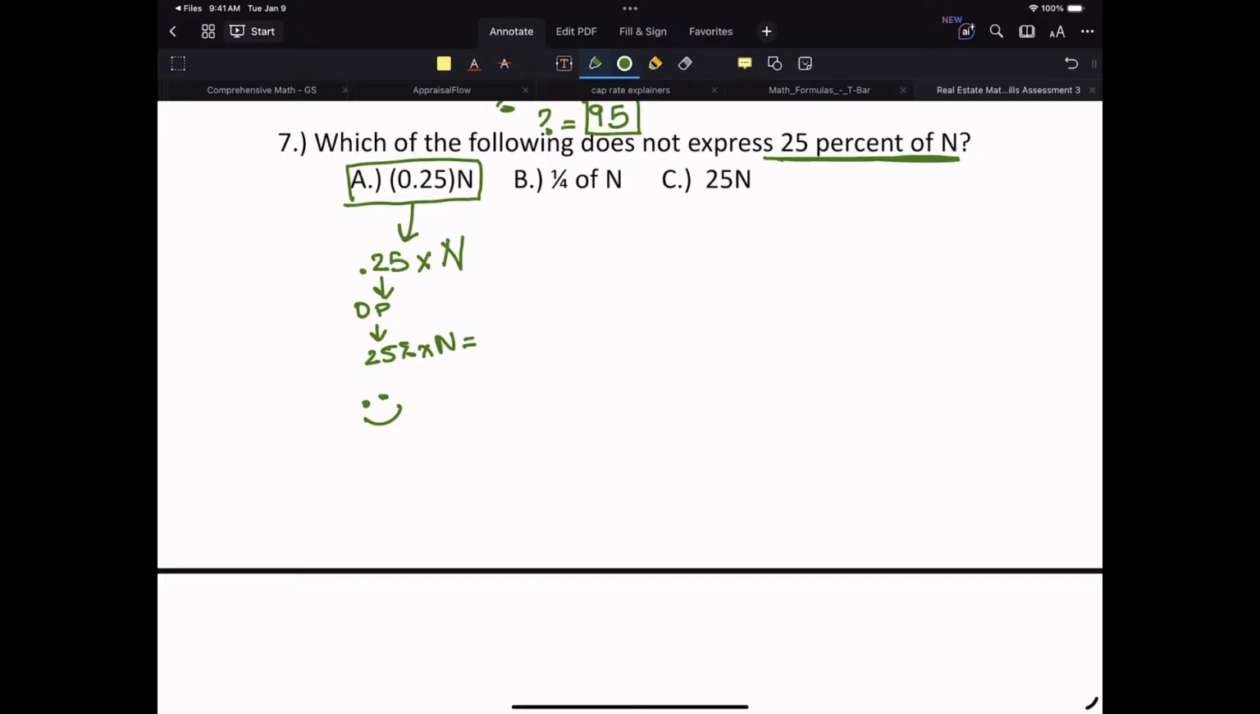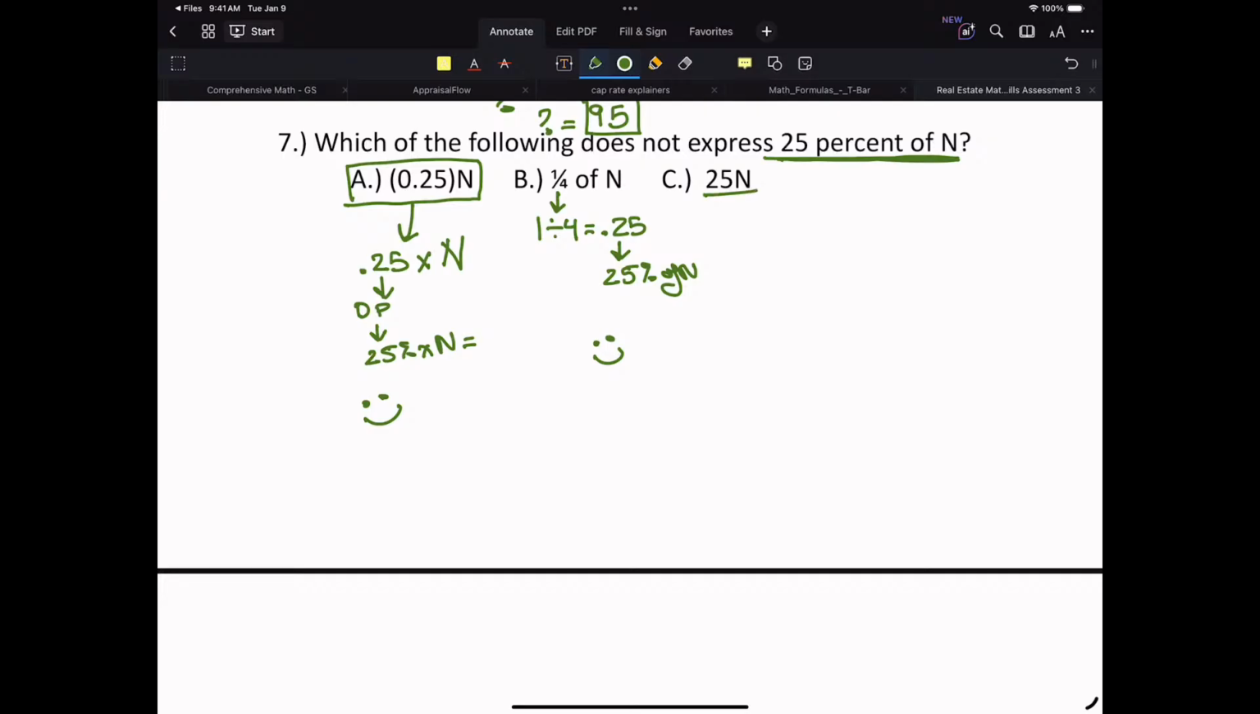All right, let's look at B. 1/4 of n. We just learned how to turn that 1/4 into a decimal. 1 divided by 4 equals 0.25. And 0.25 is 25%. So 25% of n, well, yeah, that's the right answer.